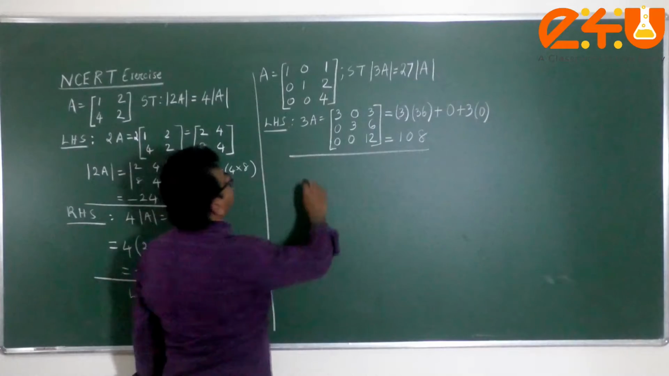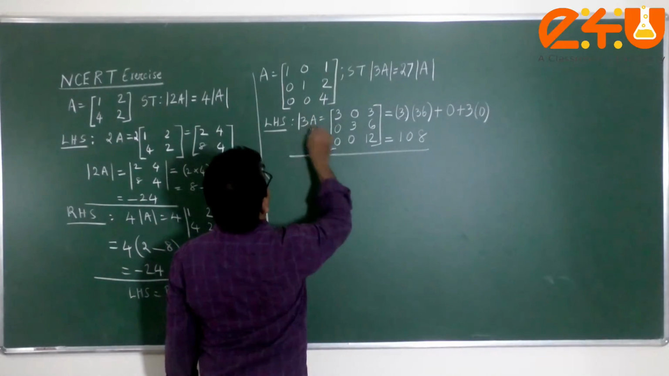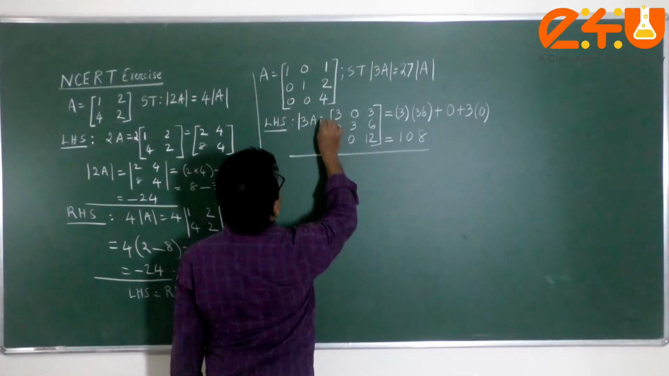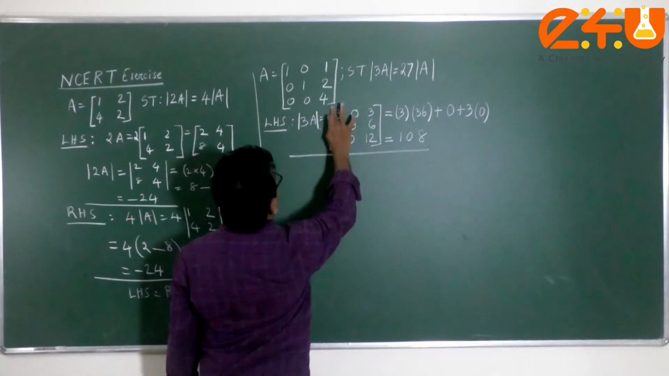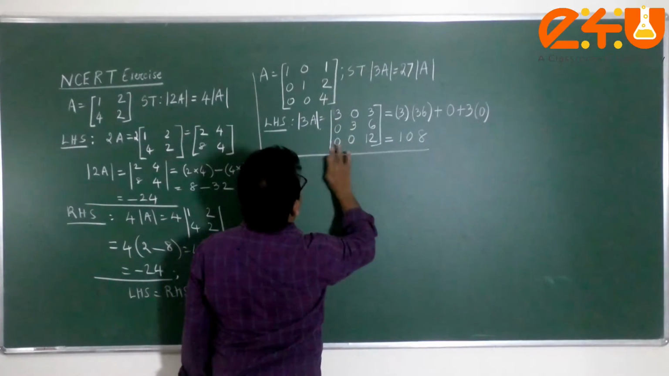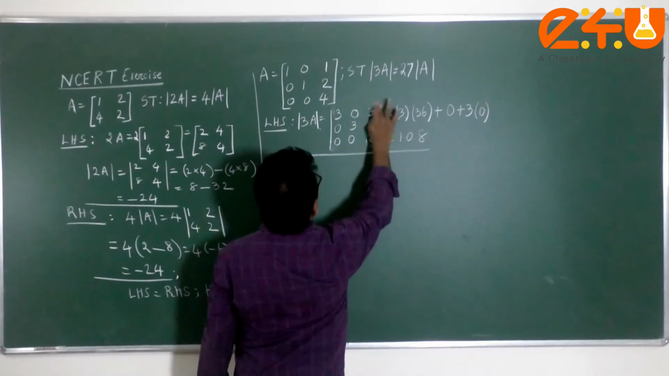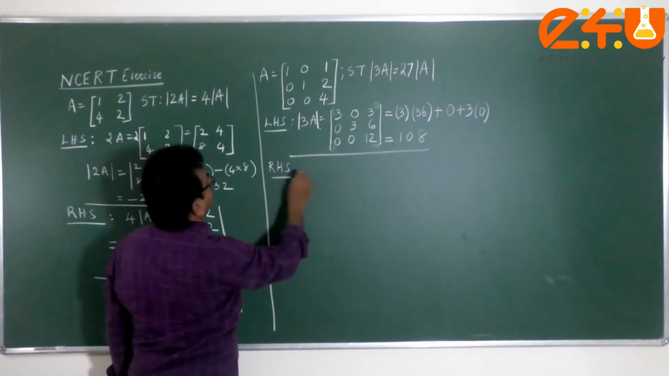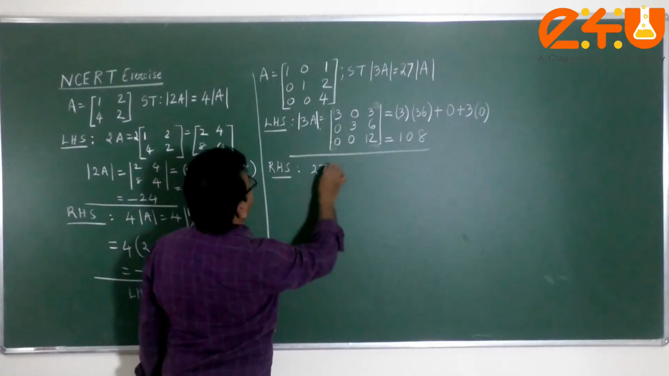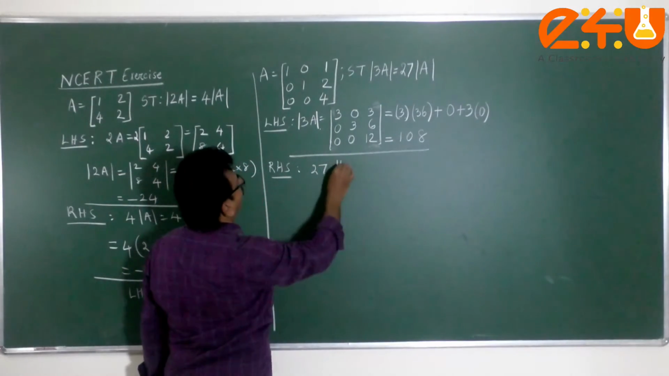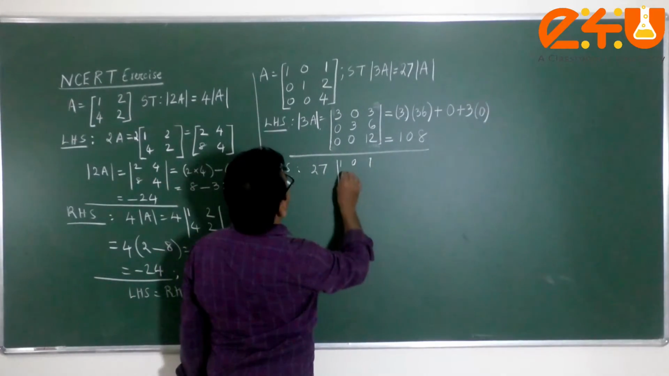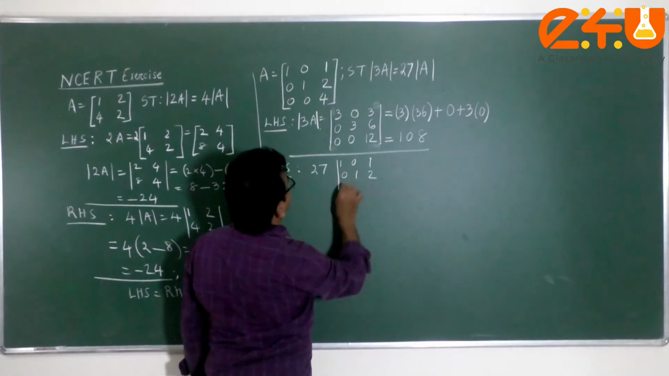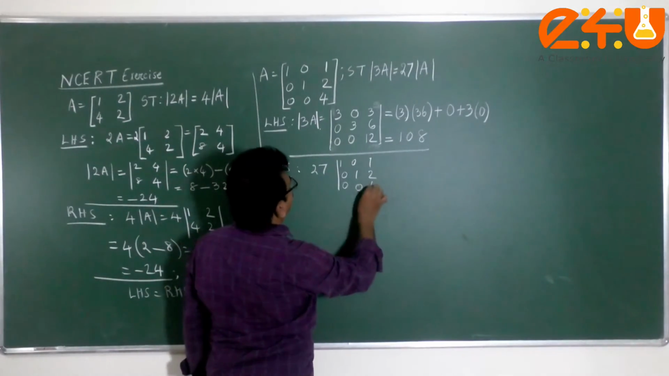So this is determinant 3A. I'm sorry, I directly wrote determinant 3A. For the RHS, let us write 27 times determinant A only: 1, 0, 1, 0, 1 and 2, 0, 0, 4.